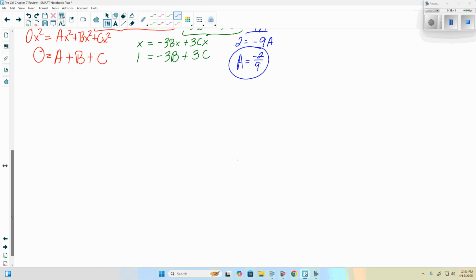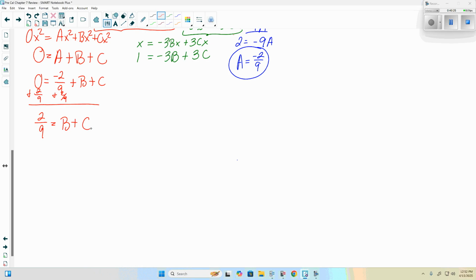The middle equations in terms of b and c. The first equation in terms of a, b, and c. So we can plug a back in. Now we do have b and c. b and c are left in both equations. We're going to have to find b and c using systems of equations. Now I know that b plus c is equal to 2/9. I know that negative 3b plus 3c is equal to 1.